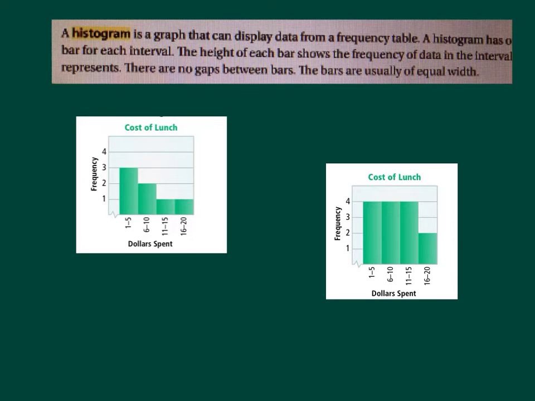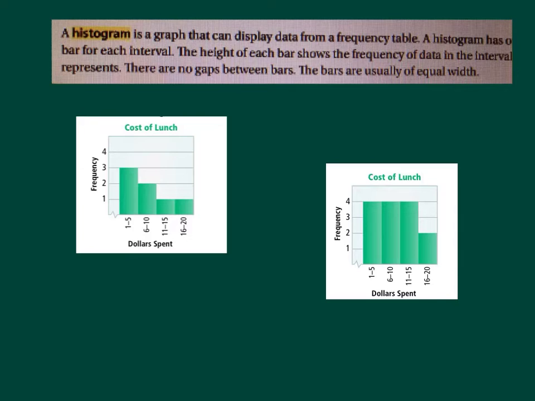Good day, class. Today we are going to draw histograms. A histogram is a graph that can display data from our frequency table. So basically we're going to take data we did yesterday and put it from our frequency table into a histogram. Okay. It looks like a bar graph.